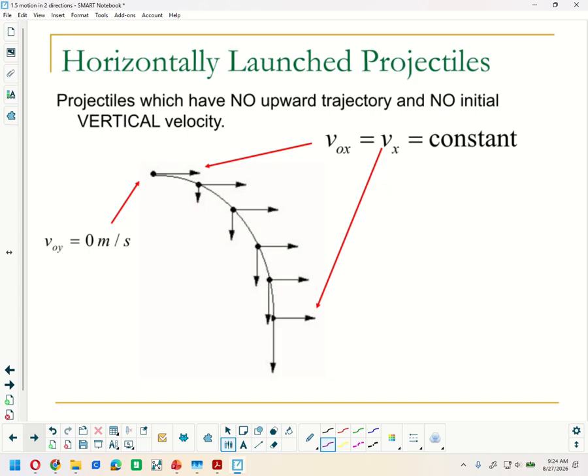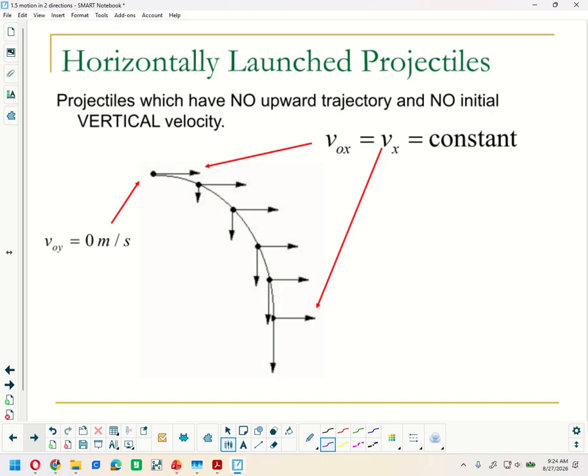All right. Horizontally launched projectiles. Projectiles have no upper trajectory and no initial vertical velocity. So that means that I'm going to throw it straight forward. There is no vertical component. It's just going straight forward. But then because of that, I also have acceleration due to gravity acting upon it, which is going to start pulling it down as we go through here.